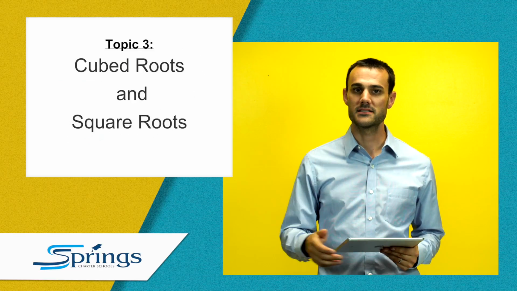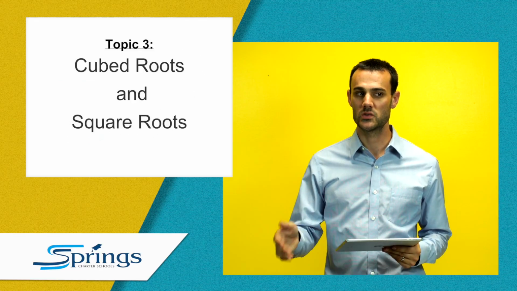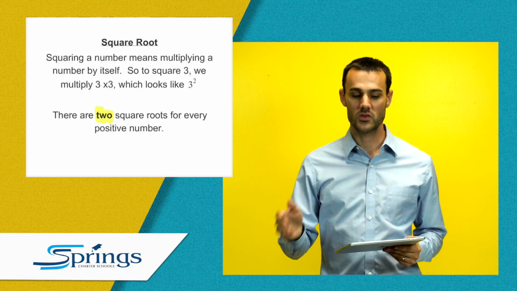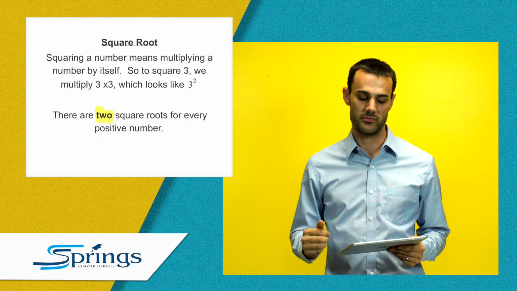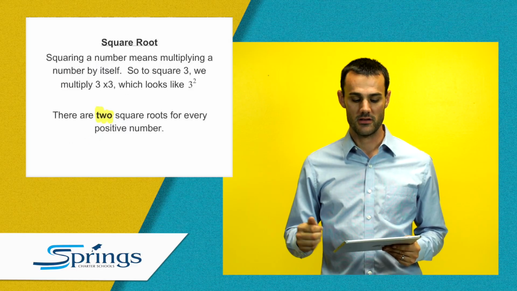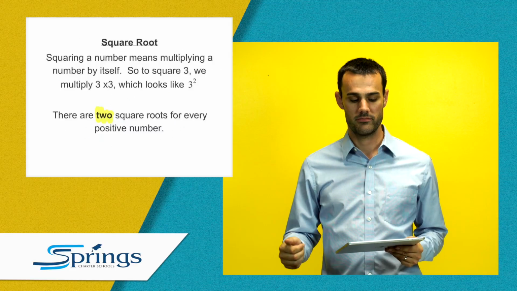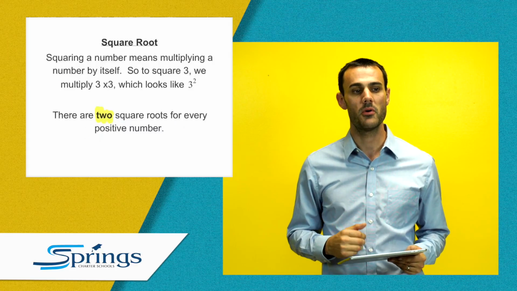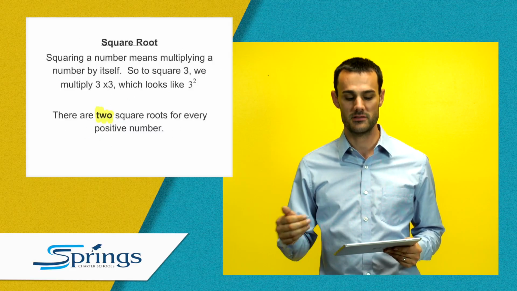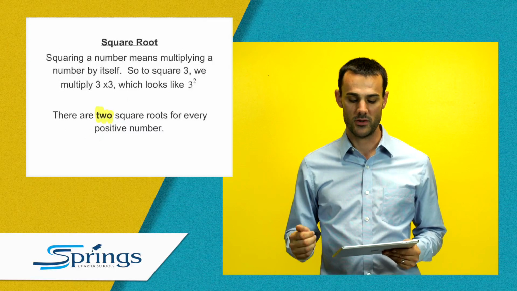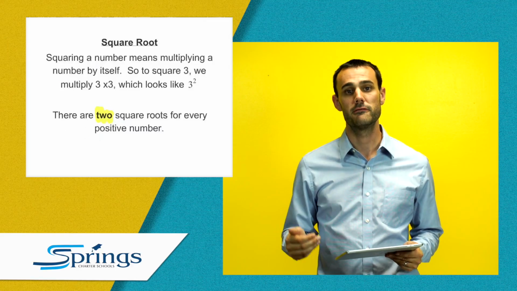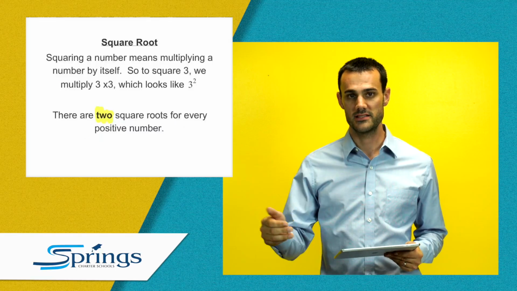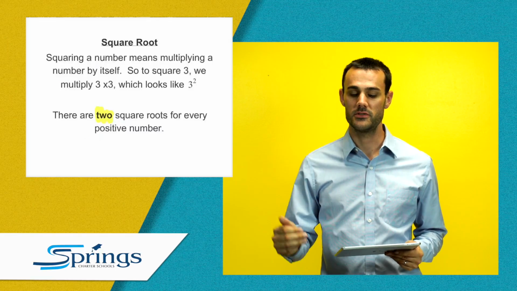All right, last concept from the chapter, cube roots and square roots. A square root. Squaring a number means multiplying a number by itself. So let's square the number 3. When we square the number 3, we're going to multiply 3 by itself. So 3 times 3. And we give an example here of what that actually looks like when it's written in the proper form. 3 raised to the 2nd power. 3 is your base, 2 is your exponent.